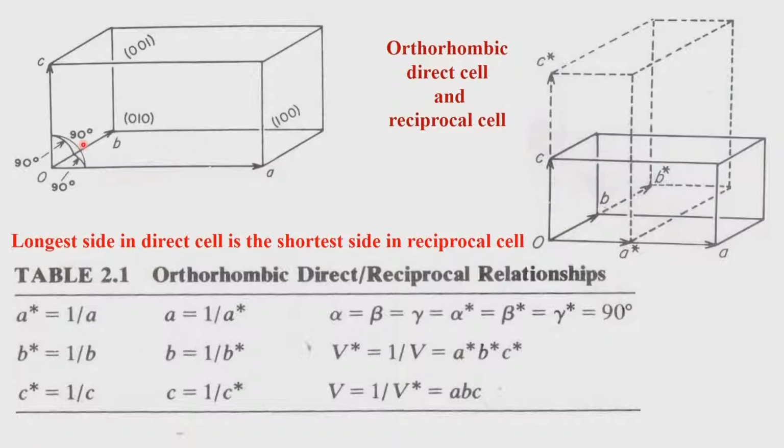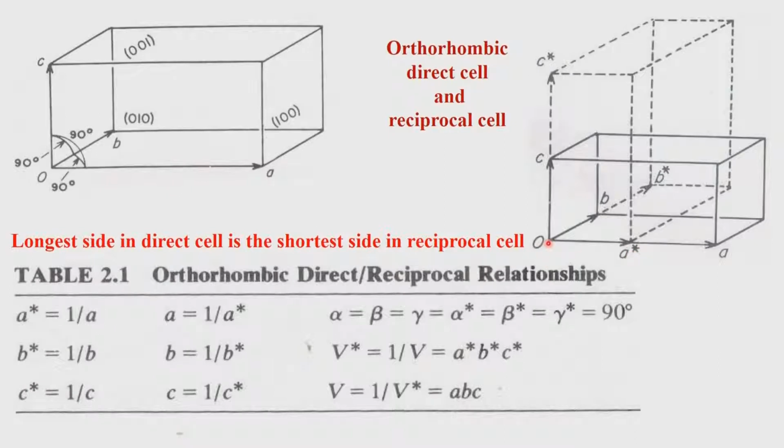So, how does the reciprocal cell come up? The reciprocal cell in this particular case comes up by this definition. The table below shows the relationship between the direct space and the reciprocal space associated with an orthorhombic unit cell. The unit cell dimensions are a, b and c. The corresponding dimensions will be a star, b star and c star. The point to note here is that the longest side in the direct cell, that is a in this example, will be the shortest in the reciprocal lattice.